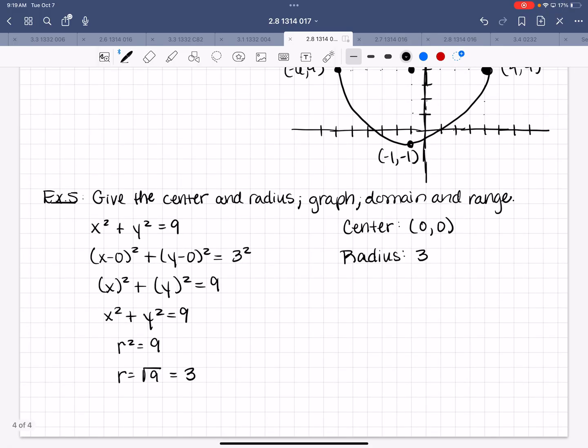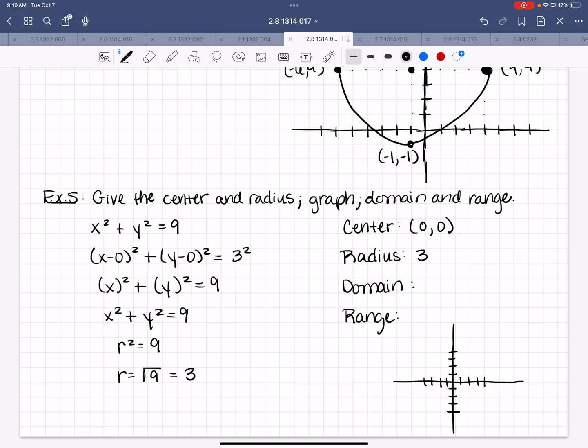If I do my domain and range, we'll go ahead and graph it. This isn't a very large circle. It's pretty nice. I'll probably have to make my intervals a little smaller, so I'm going to cut them in half. 1, 2, 3, 4. 1, 2, 3, 4. 1, 2, 3, 4. 1, 2, 3, 4.